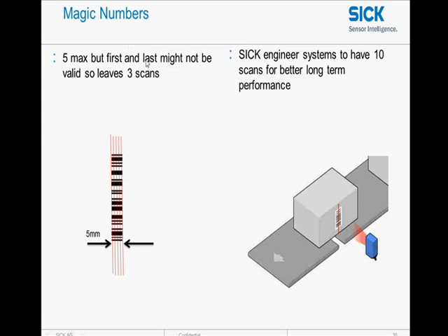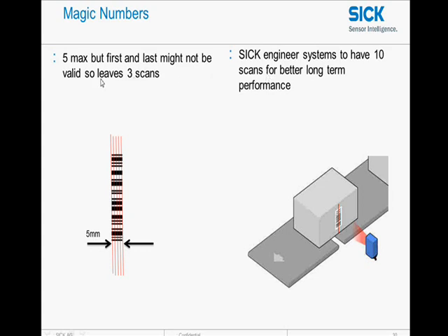But one of the problems is the first and last scan might not be valid, because can you see the effect of the movement? If it's doing 1 or 2 meters a second, there's a slight angle on the scan. And it might be it starts scanning at this point and scans through the code, halfway through, for example. So you might get partial scans. So we normally say if there was only 5, we'd have 3 that we'd be sure of. And we engineer our systems to have 10 scans for a better long-term performance.